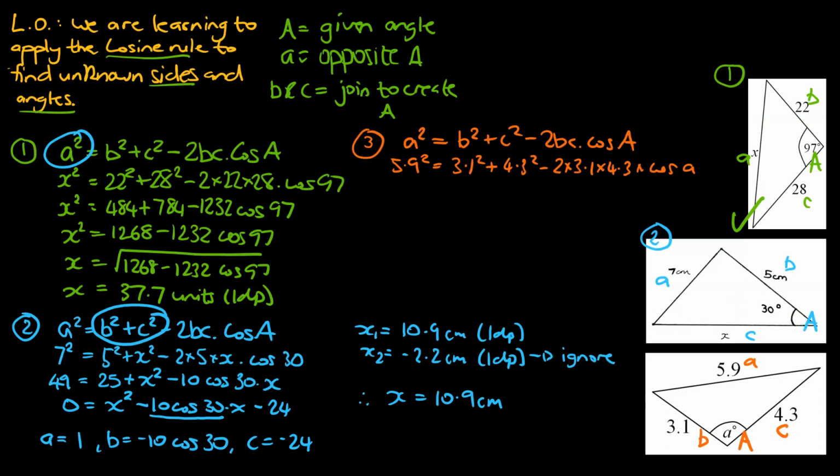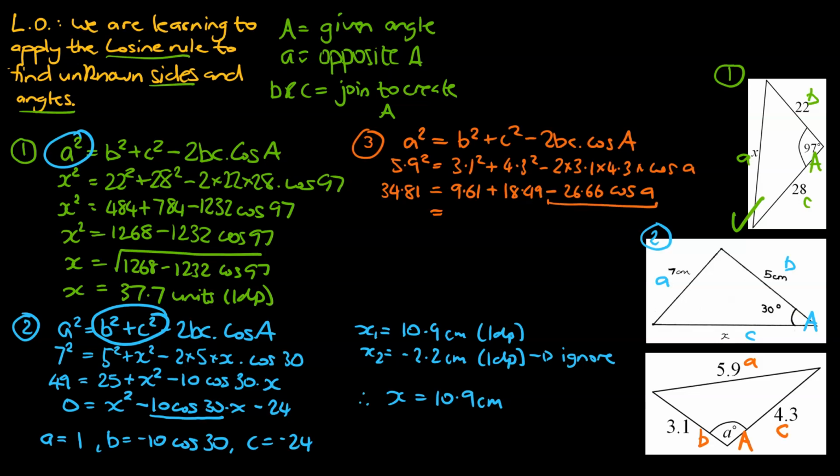So 5.9 squared, that's 34.81. And then we've got 3.1 squared, that's equal to 9.61, plus 4.3 squared, that is equal to 18.49. We're then going to subtract 2 times 3.1 times 4.3, and that's equal to 26.66 cos little a. From there, we go through and we do a bit of rearranging.